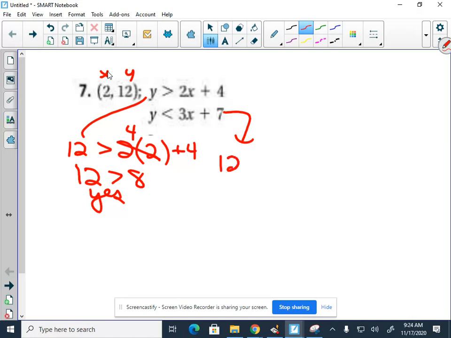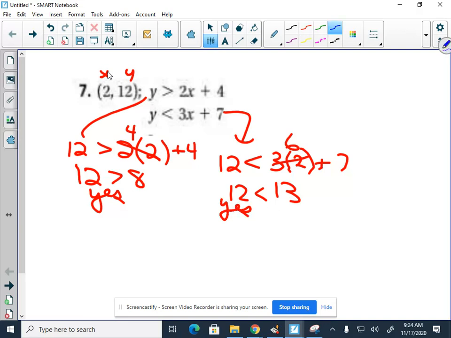For Y, I'm going to put in 12, then the less than sign, then 3 times 2 plus 7. 3 times 2 is 6. 6 plus 7 is 13. Is 12 less than 13? Yes. So for this problem, the answer is it is a solution because it works in both.